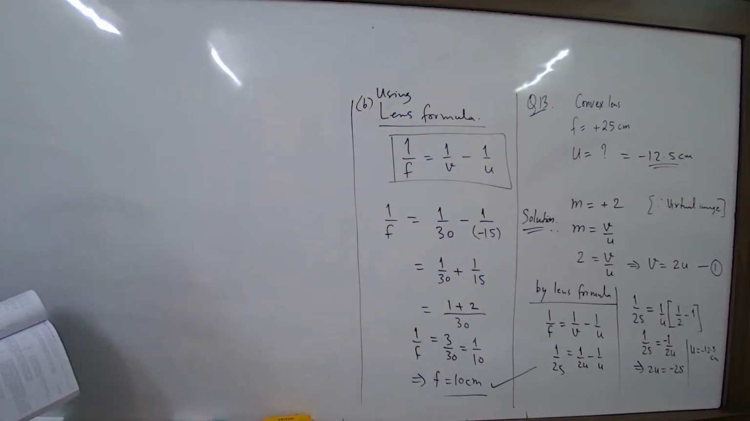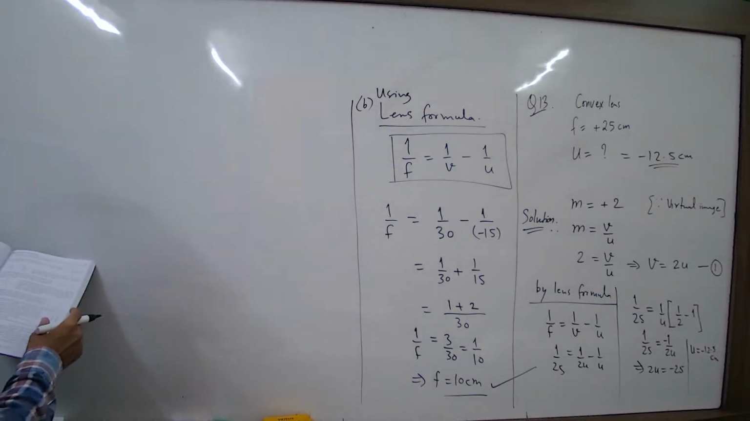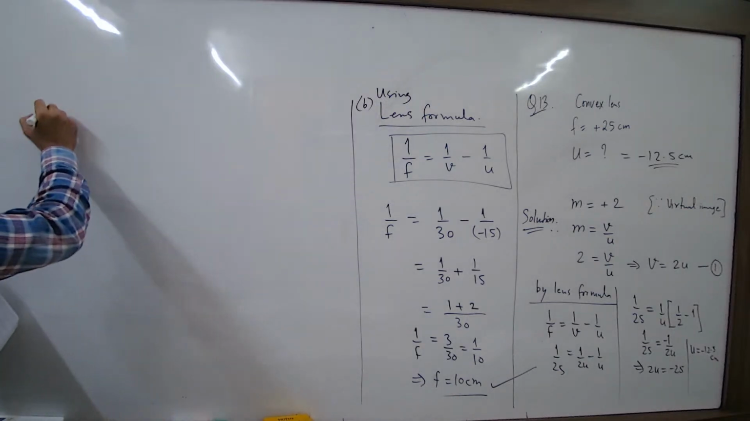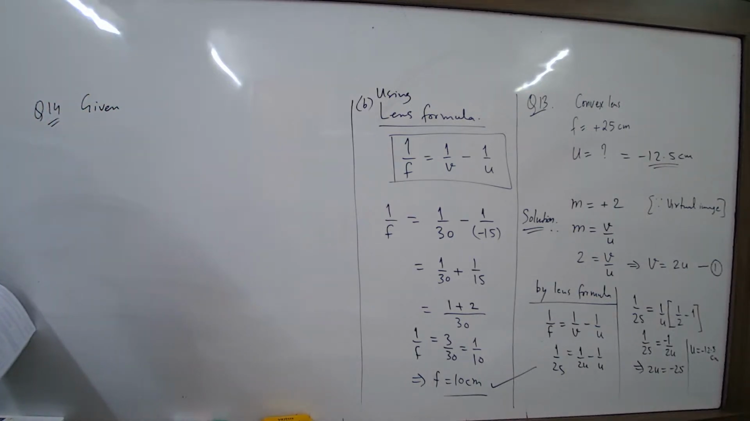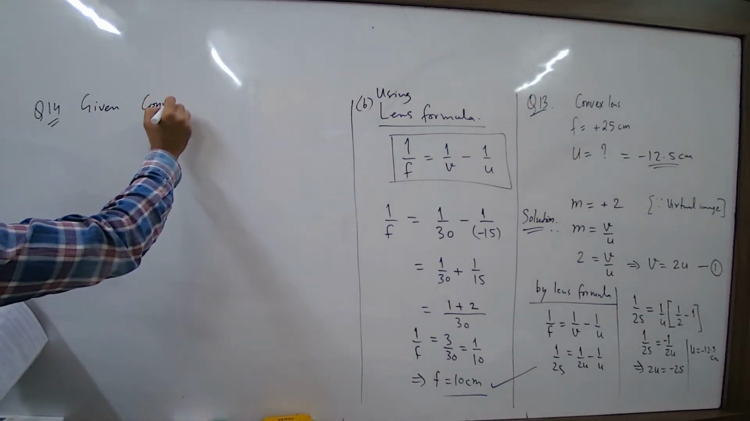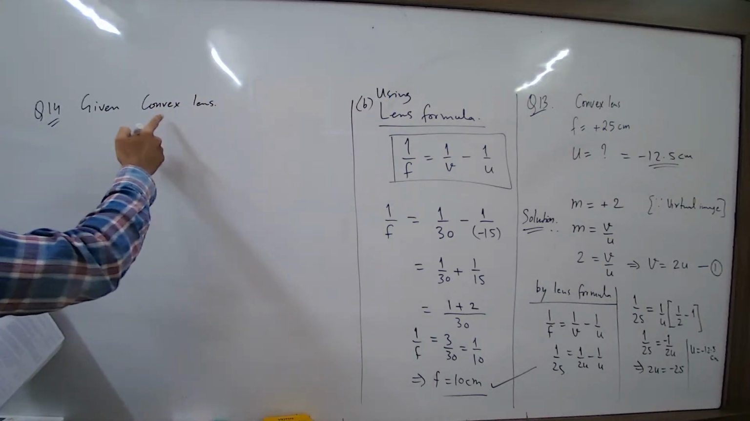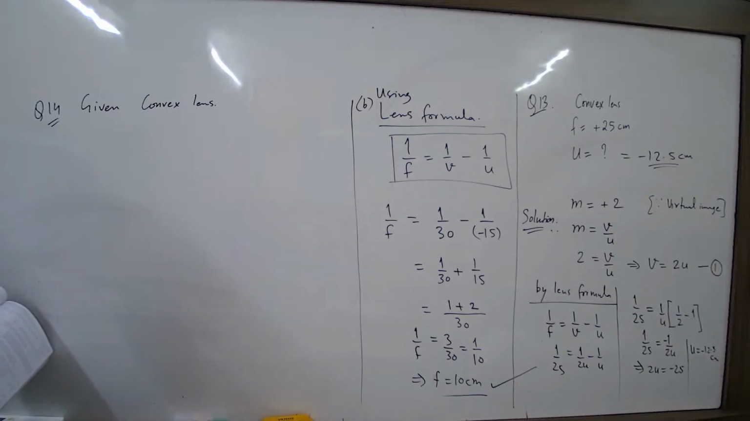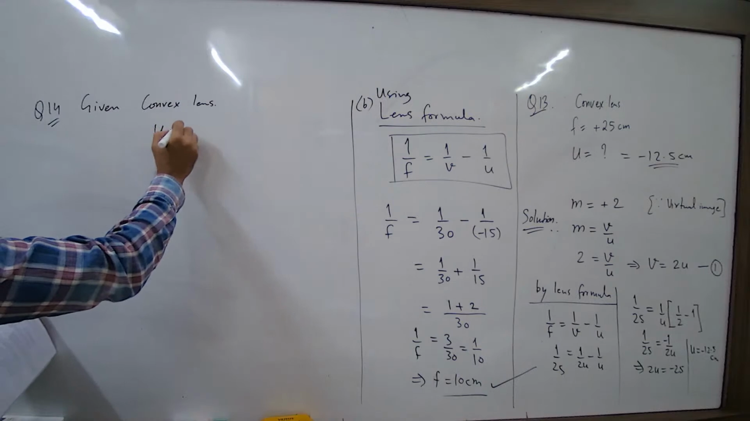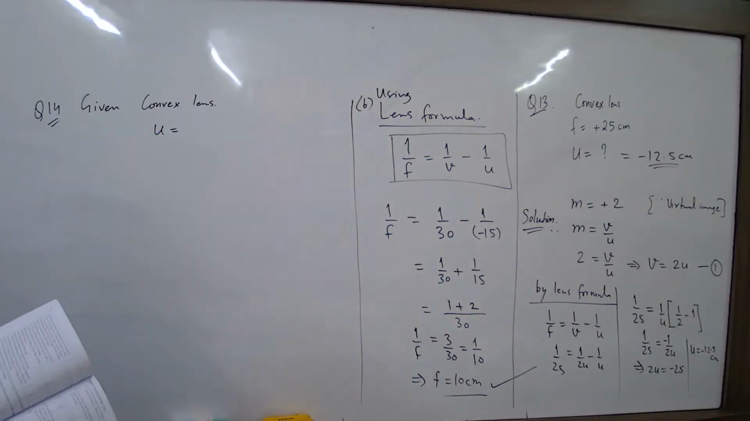So write down the given data. Question 14. Given. So name of the lens: convex. So this will help you figure out the sign of the focal length. So U is equal to how much? Tell me. Object lies at 1 meter from a screen. 1, minus.